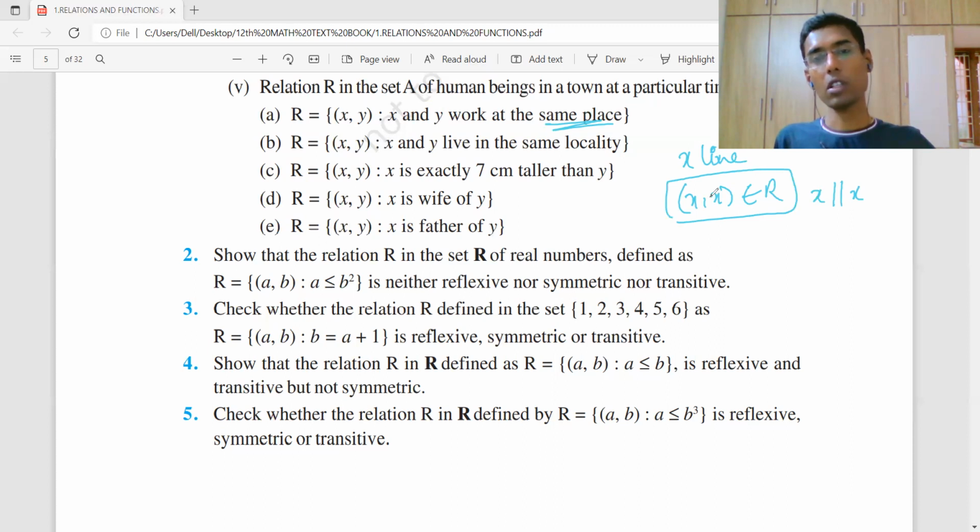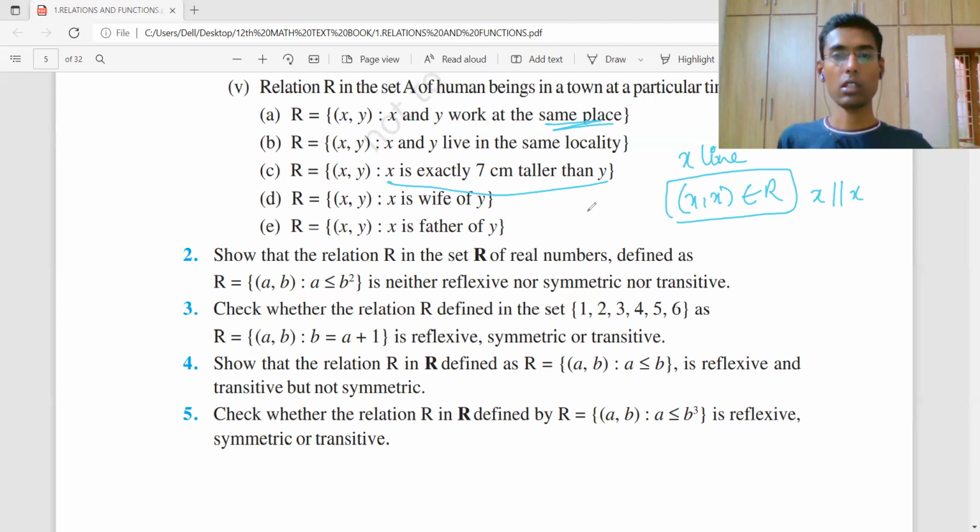Symmetric: if x, y work at the same place, then y, x also work at the same place. Transitive: if x, y work at the same place and y, z, then x, z also. That's why it's both. Next, x and y live in the same locality. Again, same thing, it's not reflexive, but symmetric and transitive. Next, x is exactly 7 centimeters taller than y.